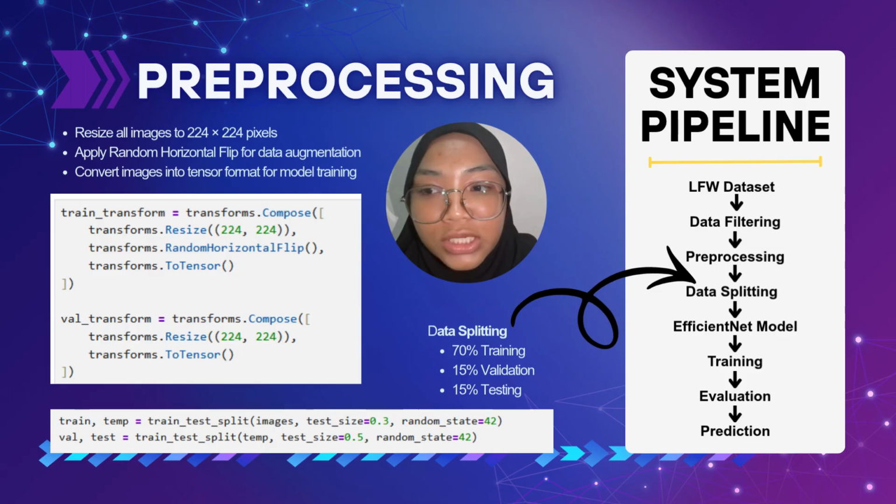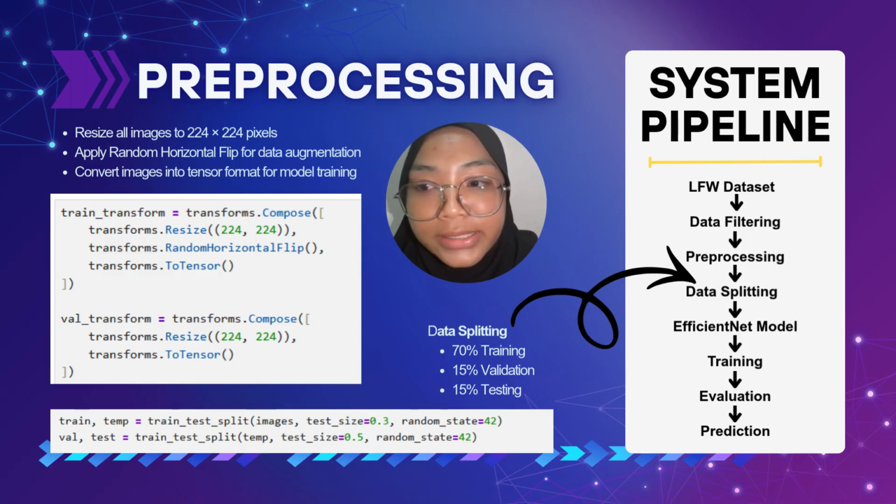Next, data augmentation is applied using random horizontal flipping. This helps increase data variation and improve the model's ability to generalize better to unseen images. After that, the images are converted into tensor format, which is required for processing in PyTorch. Once pre-processing is complete, the dataset is divided into three parts through data splitting, which is 70% training, 15% validation, and 15% testing sets to ensure reliable model development and evaluation.